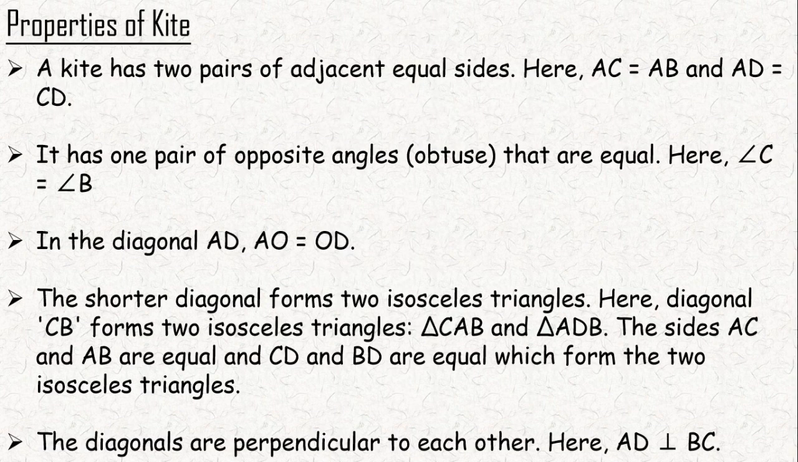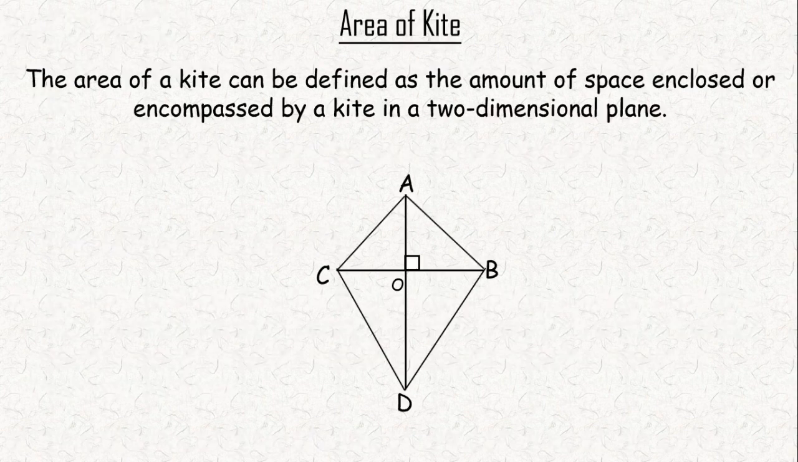Next, diagonals are perpendicular to each other, that's AD is perpendicular to BC. That means diagonals are at 90 degrees to each other. Diagonals are perpendicular to each other. Here AD is perpendicular to BC or CB.